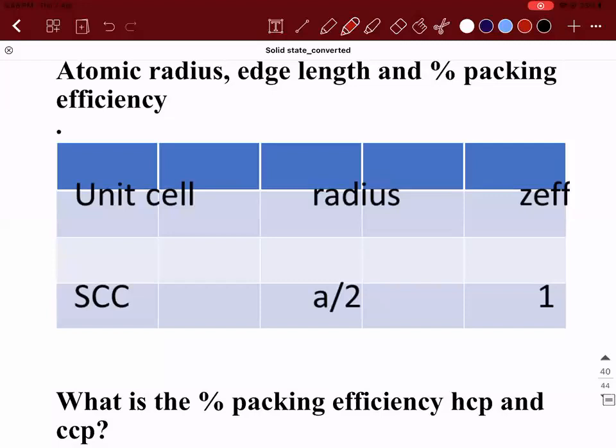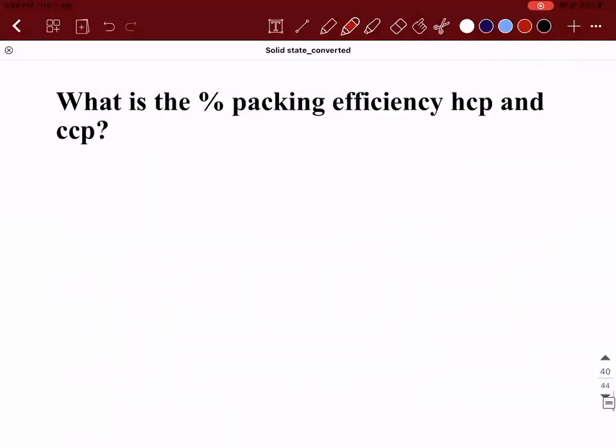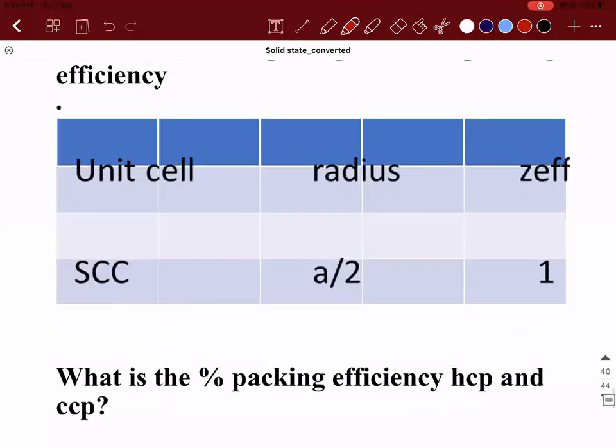Okay, atomic radius, edge length and percentage packing efficiency. See, there are n number of crystals. Sodium chloride is a crystal, gold is a crystal, I mean, in a lattice form. You can say magnesium, whatever it may be. They're all different elements, different particles, different unit cells, and their edge length and atomic radius will differ in each and every particle. Clear? This is an important factor.